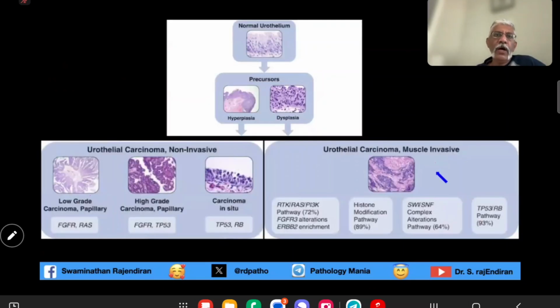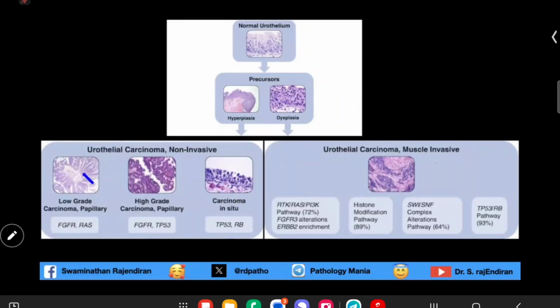Molecular features. So we all know normal urothelium undergoes hyperplasia and dysplasia, becomes non-invasive, which is low grade and high grade and carcinoma in situ. Then it will become muscle invasive. So what are all the markers for low grade? FGFR. As they progress from low grade to invasive component, they keep accumulating molecular events. TP53 and RB gene, they are very bad for carcinoma in situ or muscle invasive.